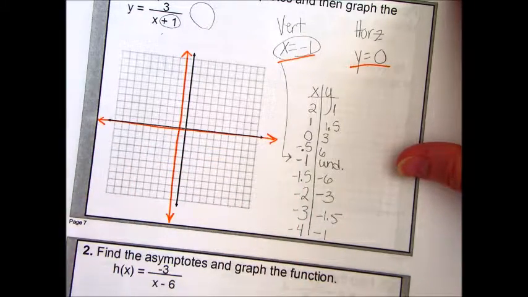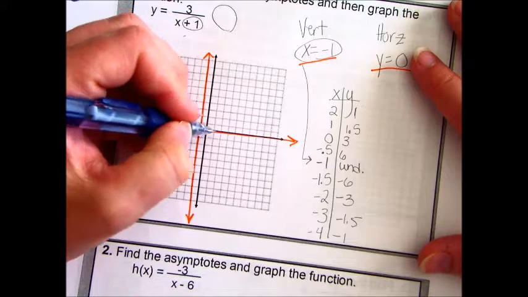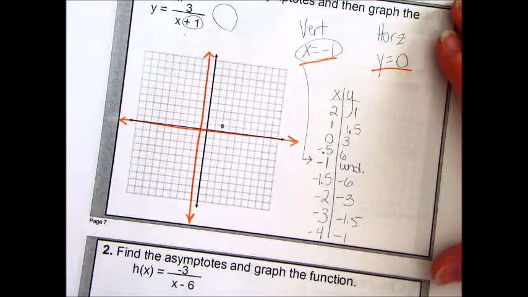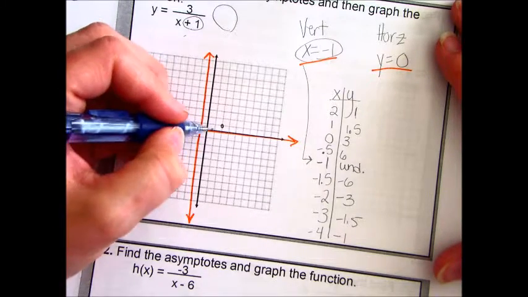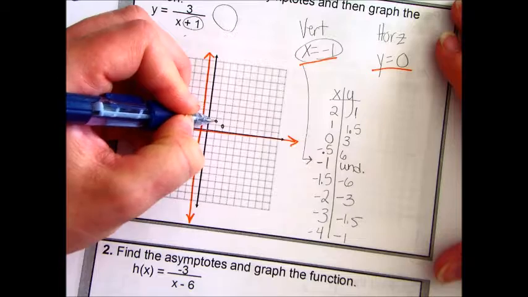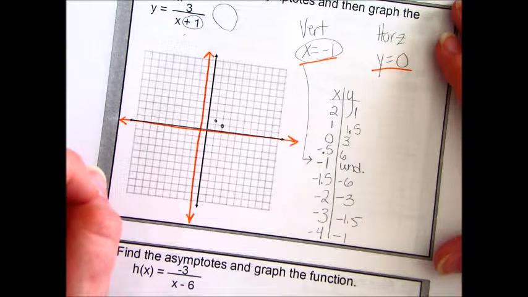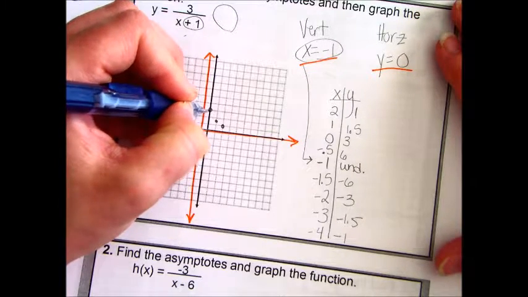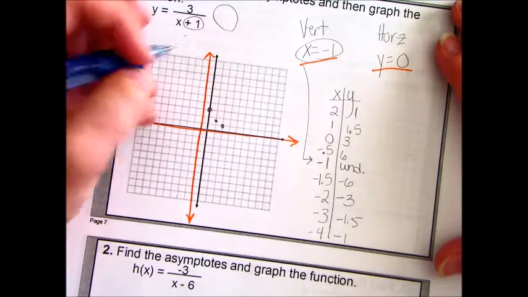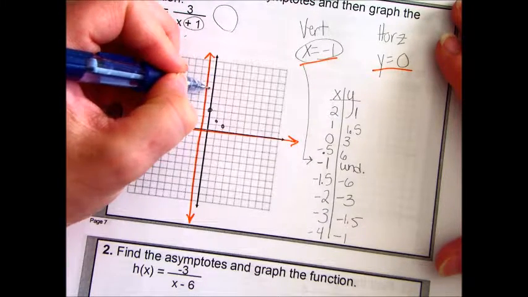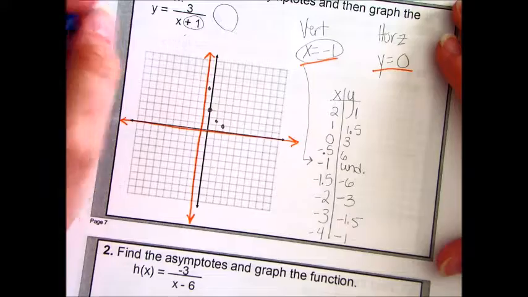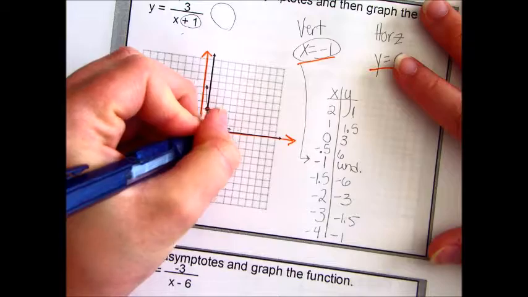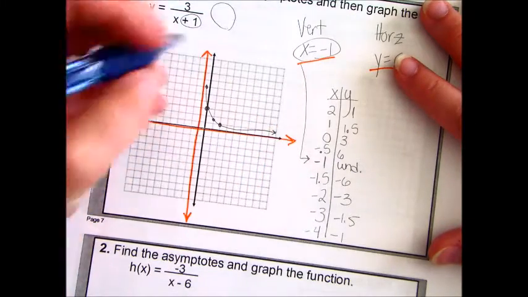Last but not least, we're going to plot our points. Over 2, up 1. From the origin, okay, not from the asymptotes. Over 1, up 1.5. Again, from the origin, not from the asymptotes. Over 0, up 3. Over negative 0.5, up 6. So we can see this graph is quickly growing. Just like we studied in 11.6, we know the shape kind of curves and it approaches that, but it will never touch that.